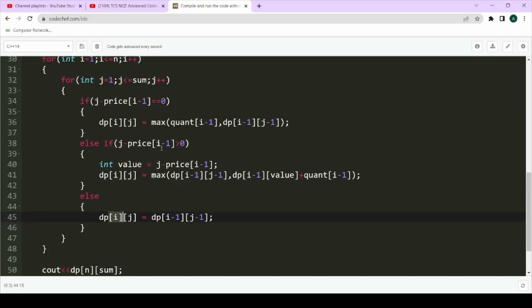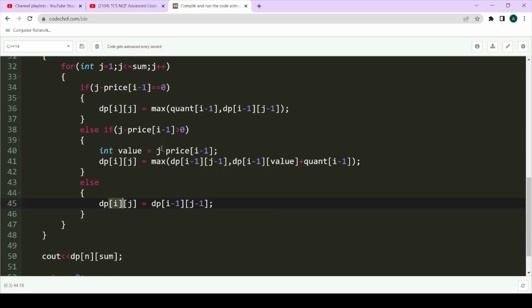I have discussed in detail about these conditions in the approach, so kindly see the approach again if you have not been clear about these values. And in the end, what we will return is simply the last cell value, that is dp of n and sum.